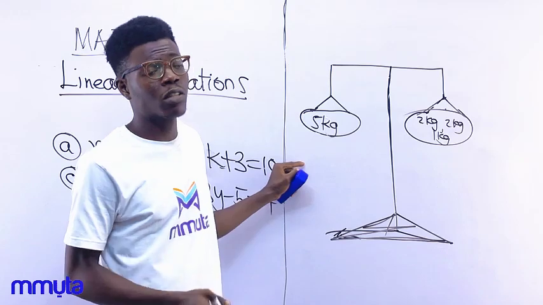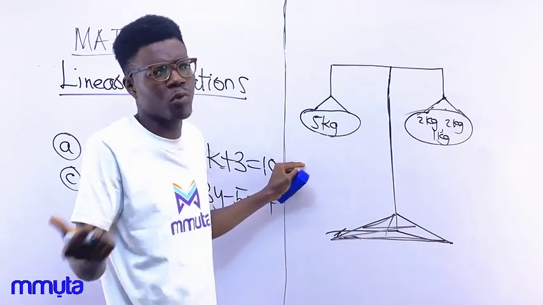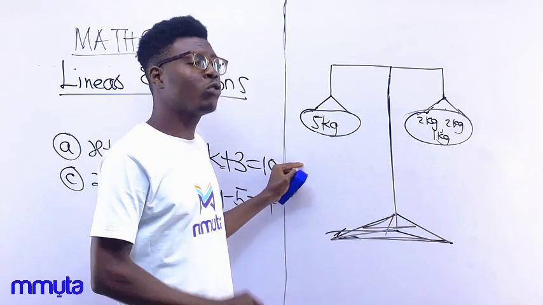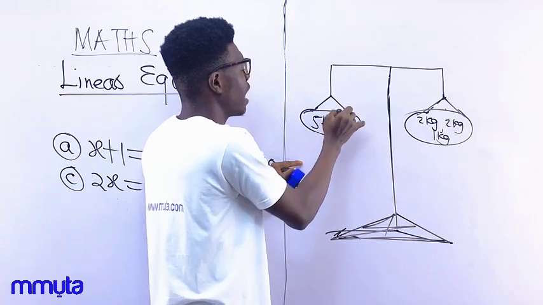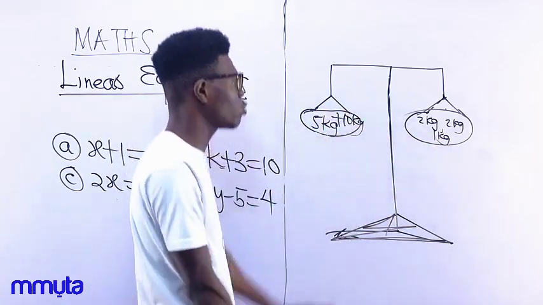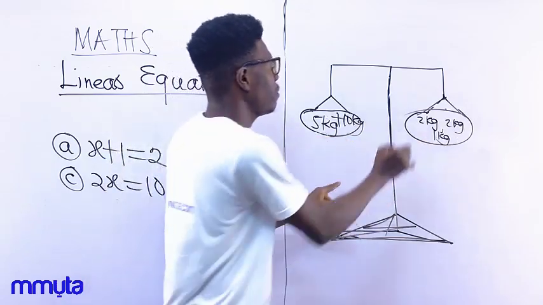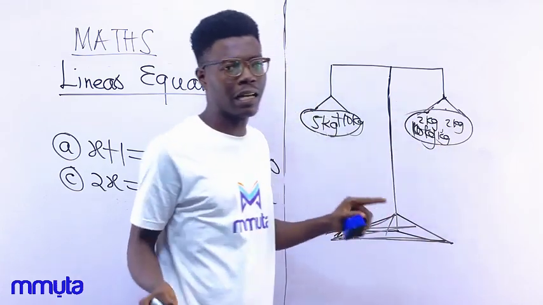That goes on to tell you that whatever you do to the right hand side in solving linear equations, or any equation at all in mathematics, equally do it to the left hand side. So if you add, let us say, 10 kg to this without adding to this side, you will see that this is going to outweigh this side. That means equally add 10 kg in order for both of them to be balanced.